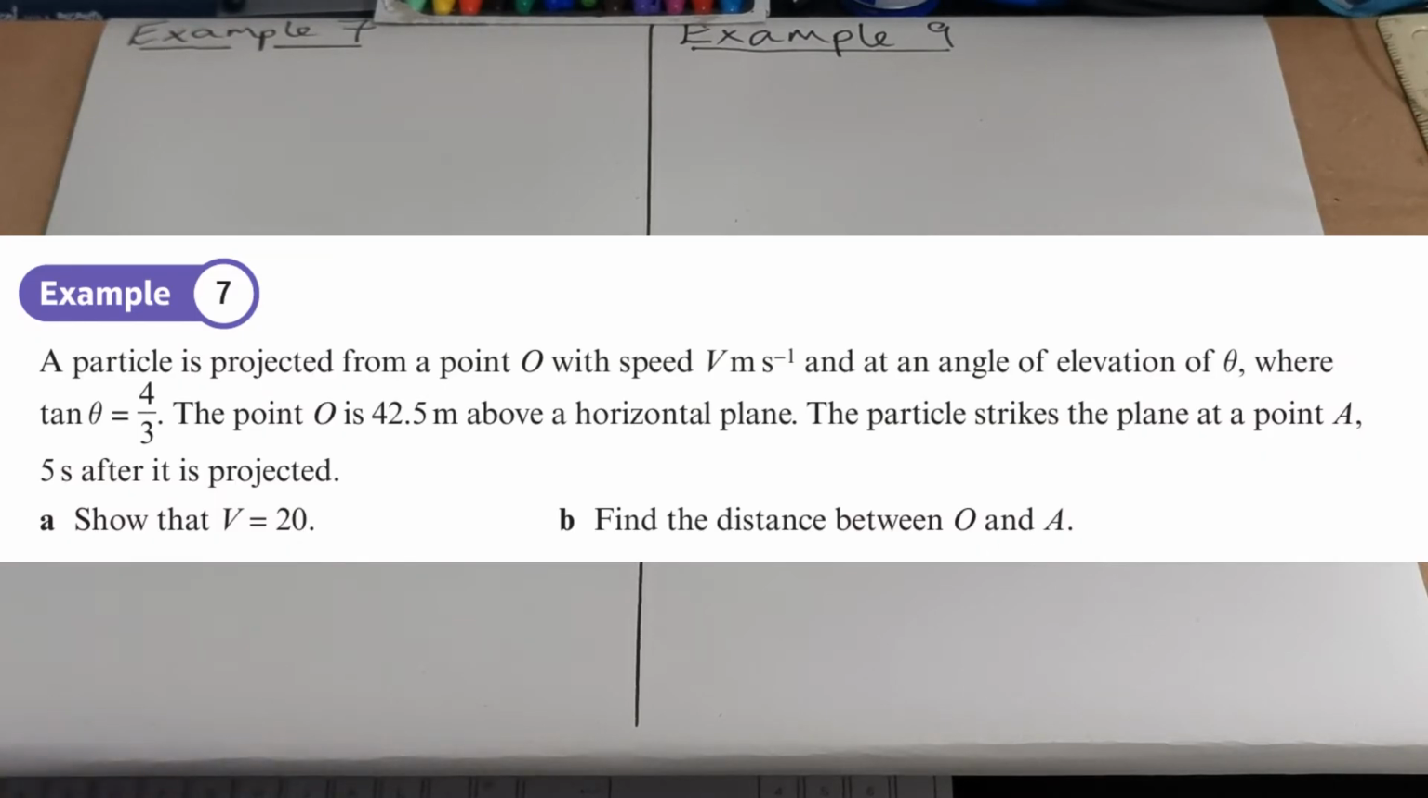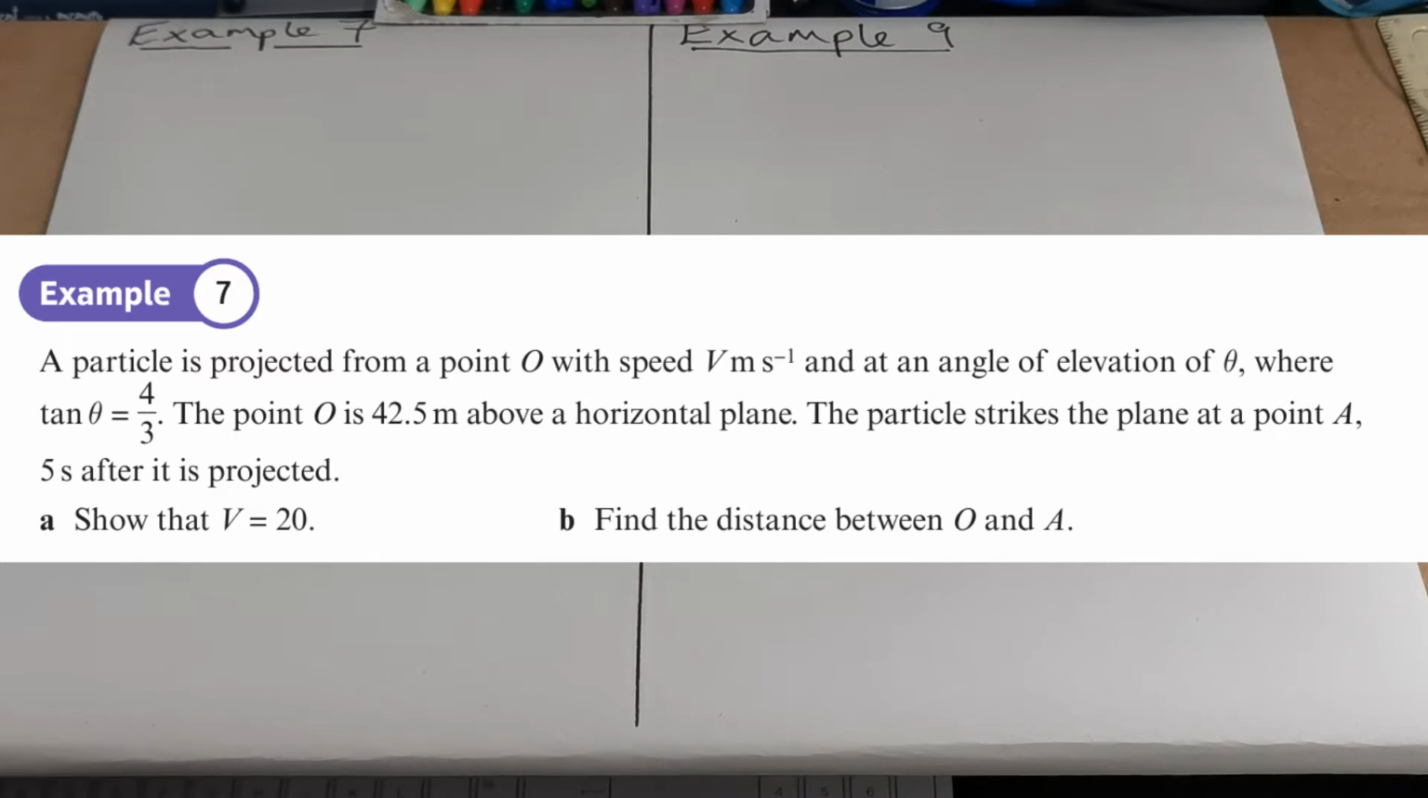Hi guys, I thought I'd start today by looking at two examples. So we're going to look at example number 7, and this is to do with projectile motion. It says a particle is projected from a point O with a speed v meters per second and at an angle of elevation of theta, where tan theta equals 4/3.